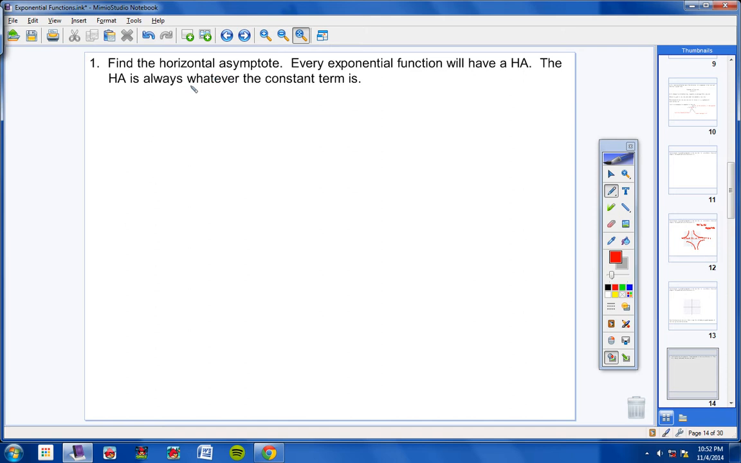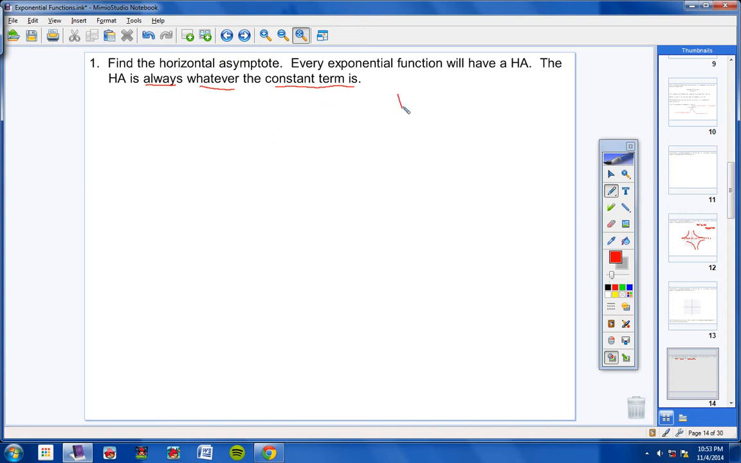Okay, first of all, always find the horizontal asymptote. Always find that first, okay? Every exponential function will have a horizontal asymptote. Now here's how you find it. The horizontal asymptote is always whatever the constant term is. Now I'm going to show you later what that means, okay? But the horizontal asymptote is always the constant term, okay?